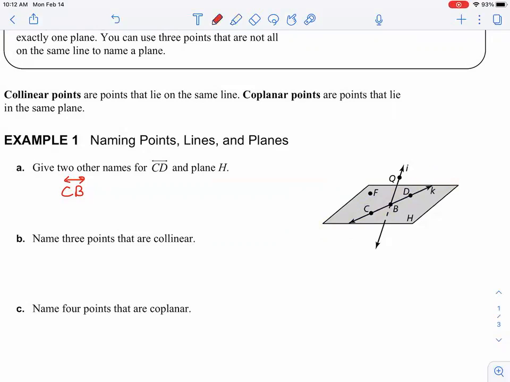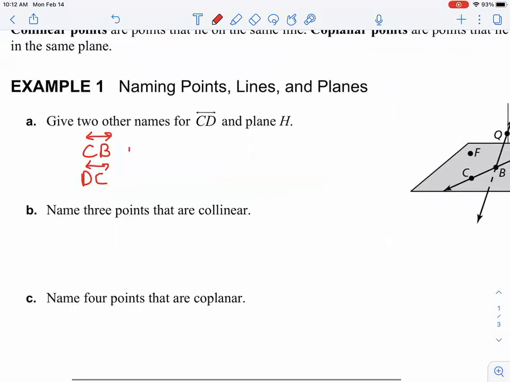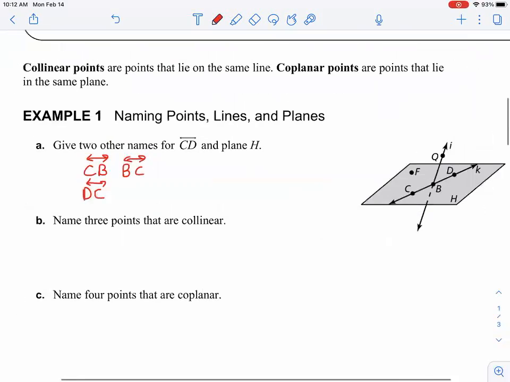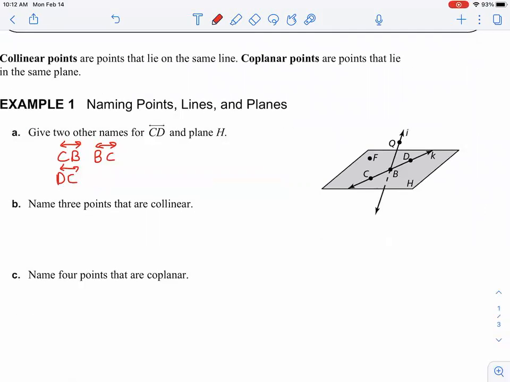We could also call it line DC. We could call it line BC. I mean, there's a bunch of different ways. It only asks us to name 2 different ways, but we can come up with a number of different ways to call that line. They all mean the same thing.